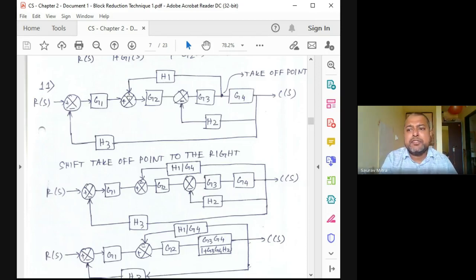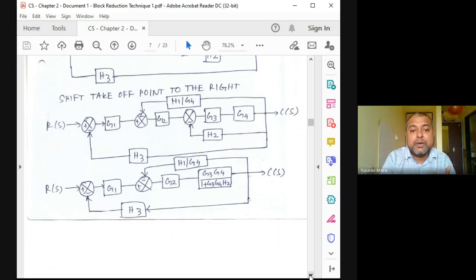Gopal, whatever numerical I had shown, there it was positive. It doesn't matter, you should be able to solve it. So this is the problem. What I have done is, first I have shifted this signal to the right, and then G4 has become H1 by G4. Now the entanglement is gone. Okay, now nothing is mixed.